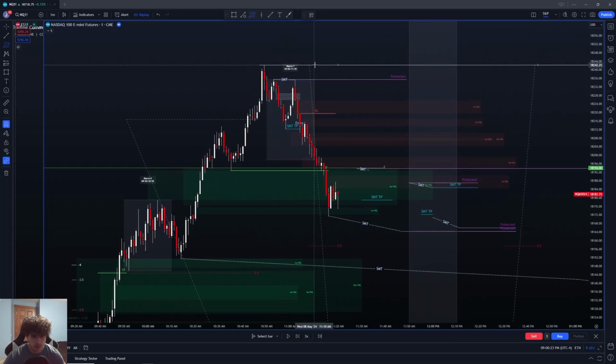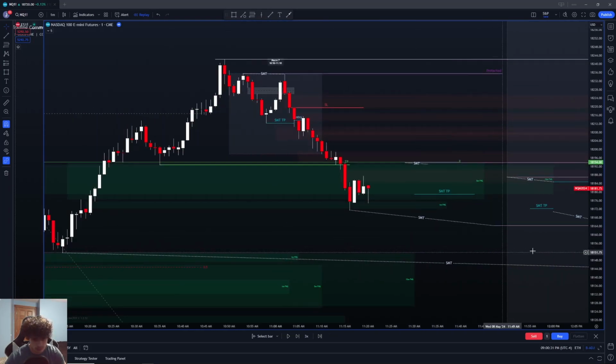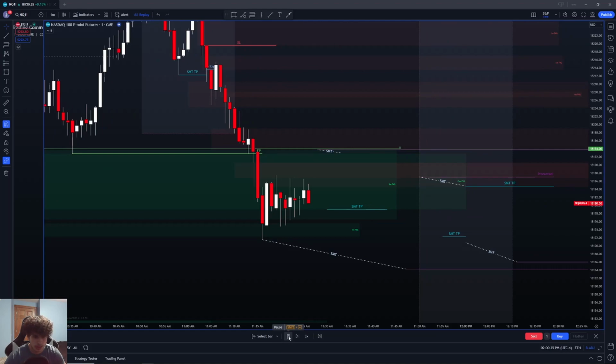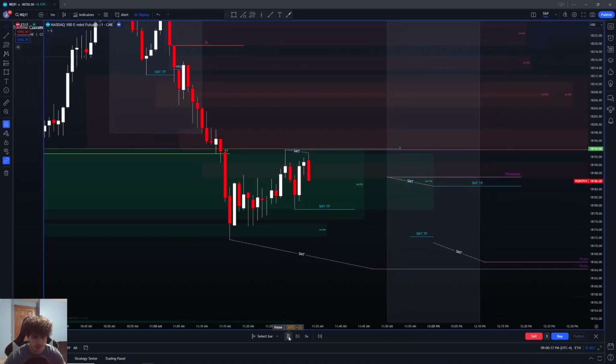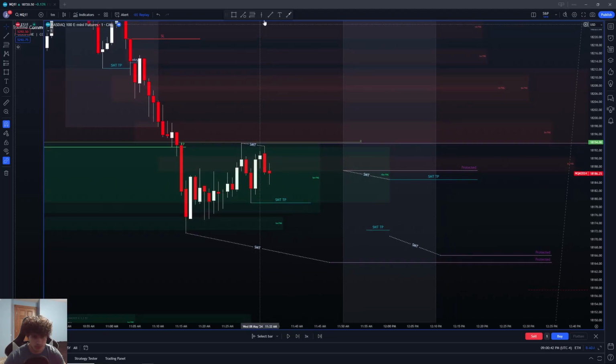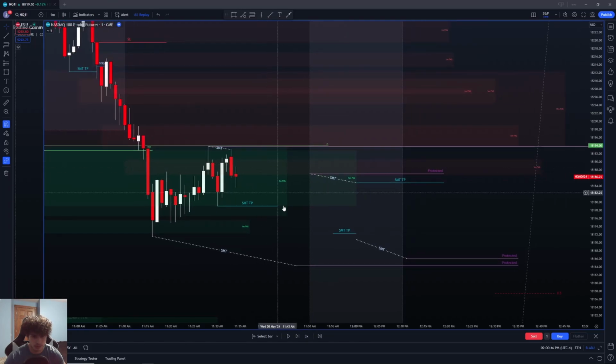Also, let's look at discount of this move. So discount's right there. All right, so we're here. Action slows down a bit. We create an SMT up here. So this would be your SMT TP. This would be your protected high at this point right here.